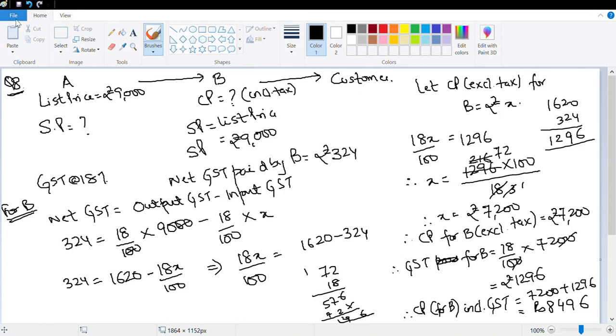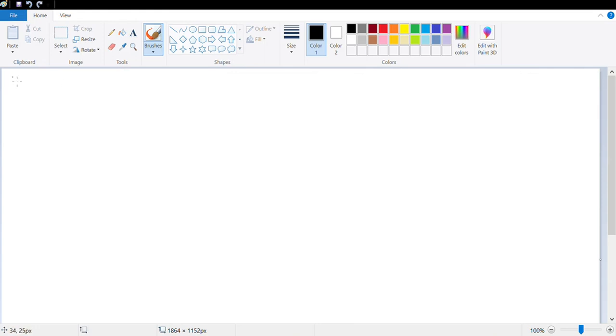The next question that we solve is question number 10. Let's look at question number 10. Question 10 says A is a manufacturer of TV sets in Delhi. He manufactures a particular brand of TV set and marks it at 75,000. So A is in Delhi and the marked price is rupees 75,000. Perfect. He sells this TV to a wholesaler B in Punjab.